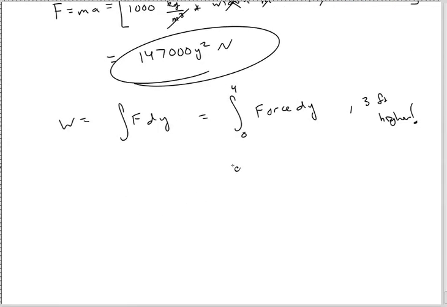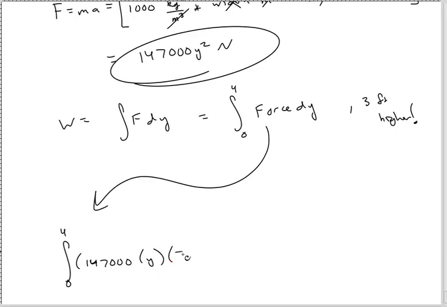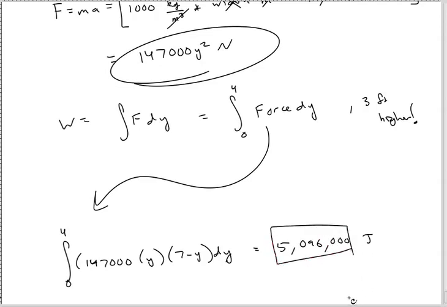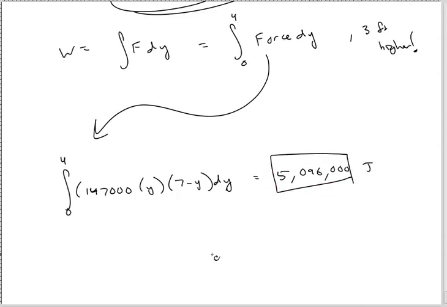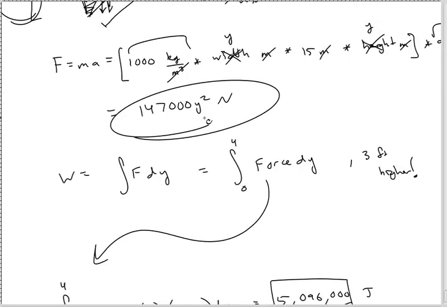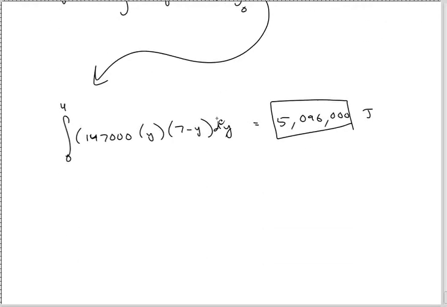Well, let me tell you what the real formula is going to end up being, and then I'll explain it to you. 147,000 y (7 minus y) dy. And this should equal the answer 5,096,000 joules. Okay, awesome. What just happened? The formula here was y squared. Well, that was actually incorrect, because this was 1y, and this should have been a y to make the y squared. So I was incorrect a little bit here.